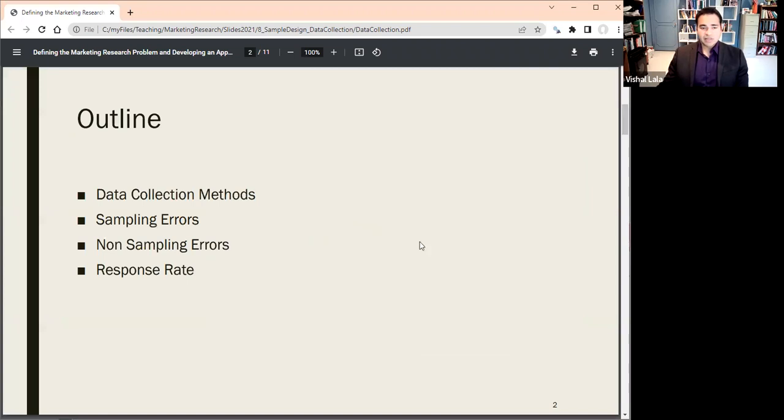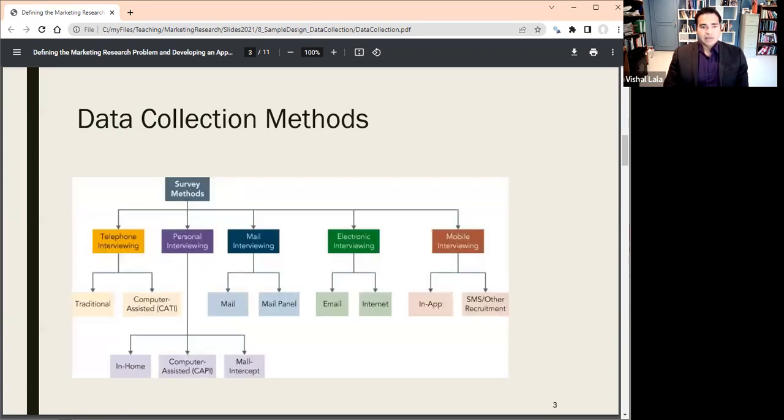We're going to review or discuss the various data collection methods available and the error in gathering data, broken down into sampling errors and non-sampling errors. Finally, we'll look at response rate and response rate related issues. There are many ways of gathering data. You could call somebody, meet them in person, send out mail surveys, web-based surveys, or app-based surveys. The choice of what method to use depends on a number of factors.